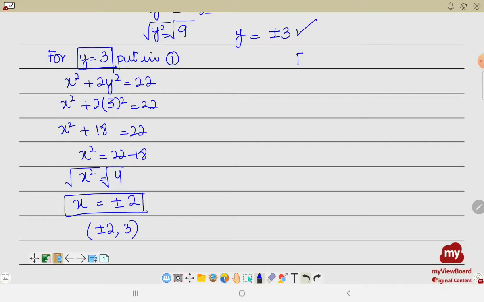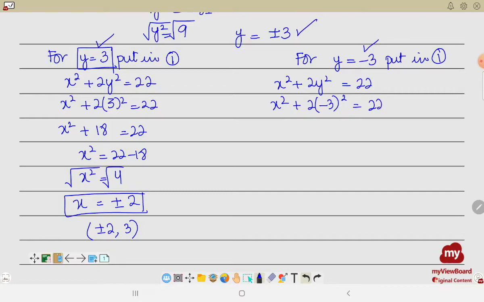Now let's write for y is equal to minus 3. What will be the value of x? Again, we are using the same equation number 1. Since we have the square on y, if you insert y is equal to plus 3 or y is equal to minus 3, our answer for x will be the same. So 9 times 2 is 18 and x square is equal to 22 minus 18.